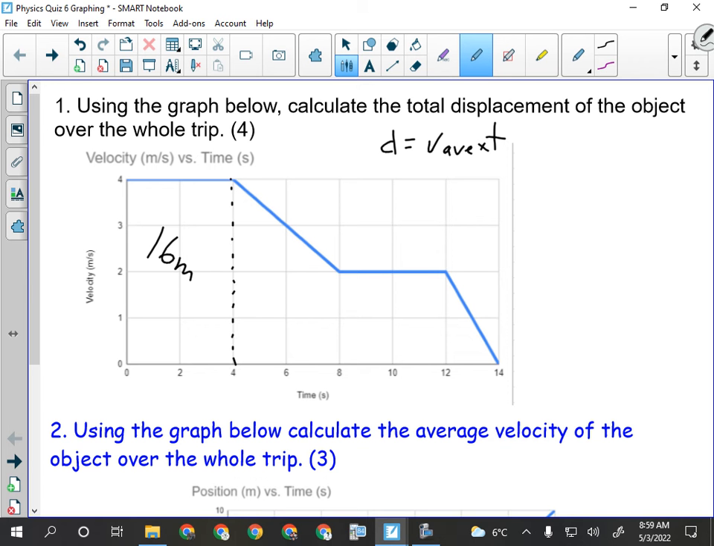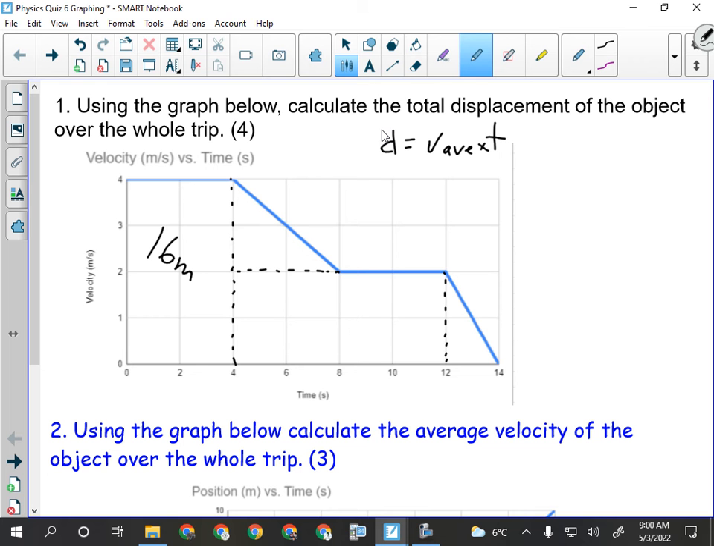Now, the rest of the graph, I've got to do pretty much the same thing. Basically, I've just got to divide it up into shapes that I can calculate the area of, and each shape will have an average velocity and the time. So I'm going to look at this triangle here, this rectangle here, and then this little triangle at the end. That would represent all of the things that I can calculate.